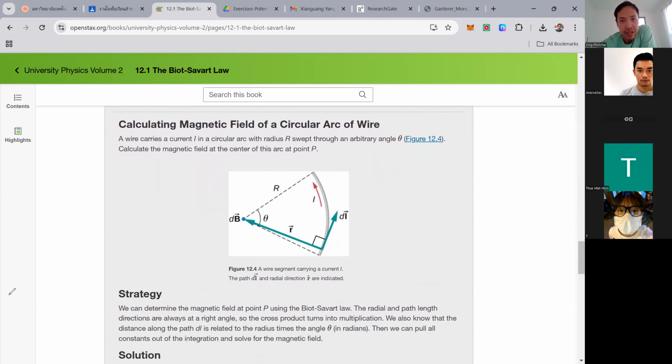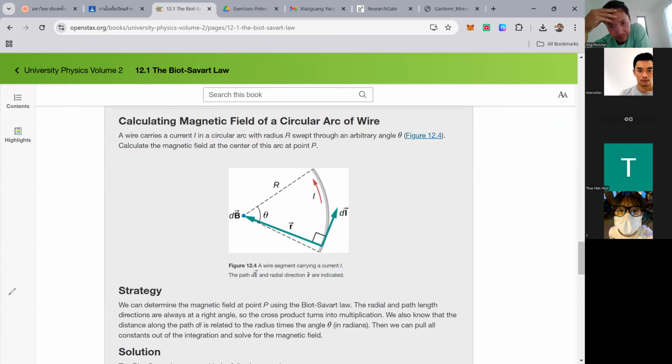So let's say you have a circular arc of wire. And let's say the process you're gonna do to do the integral is you break down this little piece, dl. So I have this I dl. Okay, and my R, I'm gonna measure it from the source to the point of interest. So let's say I want to know what the magnetic field looks like at this point here. So I'm gonna do this vector R. Okay, it's gonna be my R.